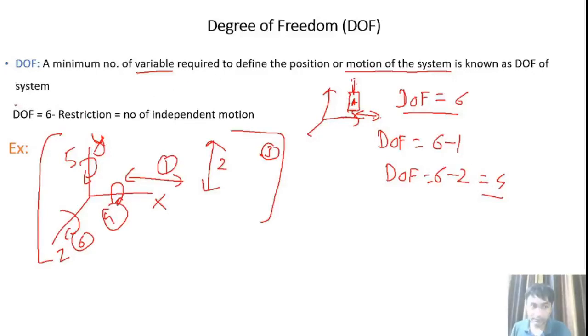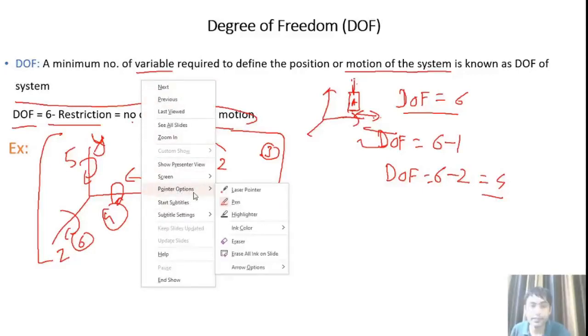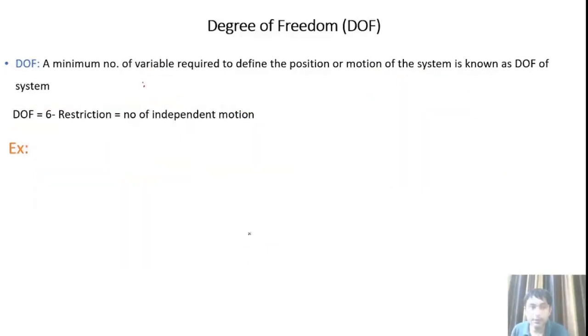Look at the formula. Degree of freedom is 6 minus restrictions, or the number of independent motions, that is known as degree of freedom. Now let's take an example.